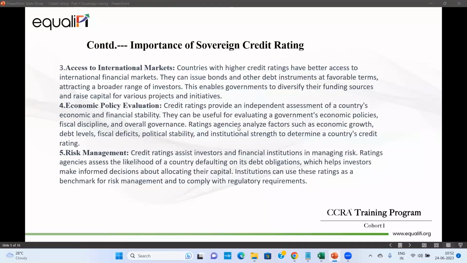Next is risk management. Obviously, credit rating assists investors and financial institutions in managing risk.